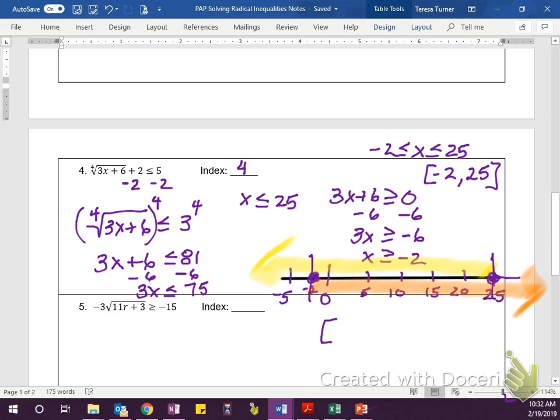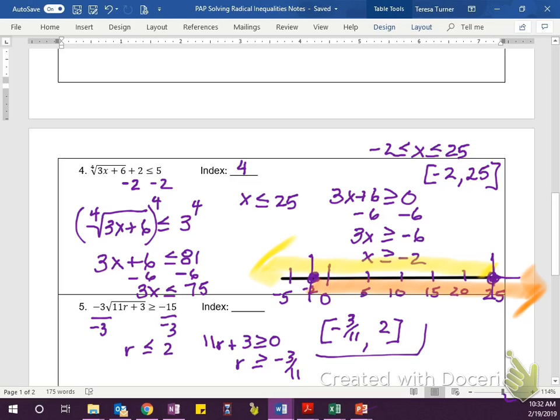So your final answer is negative 3/11 to 2. Right? When you divided by this negative 3, you reverse the symbol. So you end up with r is less than or equal to 2. And then when you do the 11r plus 3 greater than or equal to 0, you get r greater than or equal to negative 3/11. So where those two overlap is this.